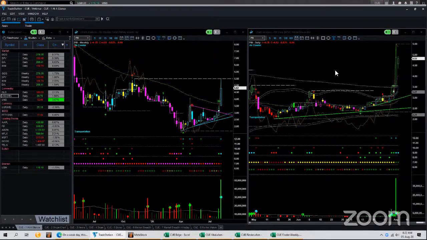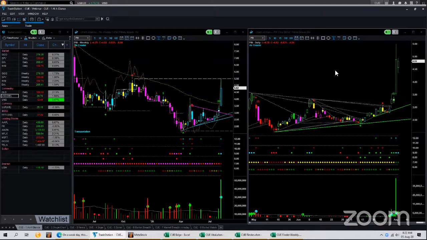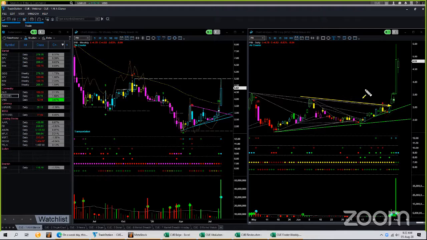Okay, in the daily chart, I'm going to use the hotkeys to change the template to show the exact breakout. This was the breakout. On this day, the breakout happened. I was aware of the earnings.